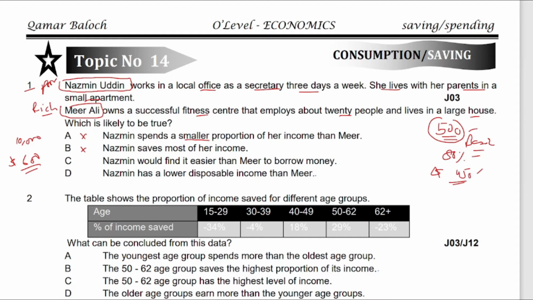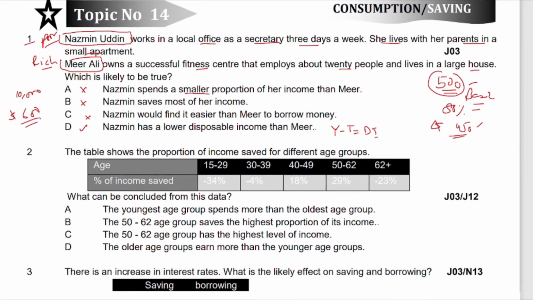Nazmeen would find it easier than Mir to borrow money. Again, this is not correct, because any bank would not be willing to provide loans to a poor person who seems to be unable to repay the debt. So Nazmeen cannot get a loan easier. And option D is Nazmeen has a lower disposable income than Mir. So this is the correct answer, because Nazmeen is a poor lady and she earns less, so her disposable income will be low. And disposable income is basically the income after payment of tax. So Y is income, T is tax, so Y minus T is disposable income. Okay, so the disposable income of Nazmeen will be low.